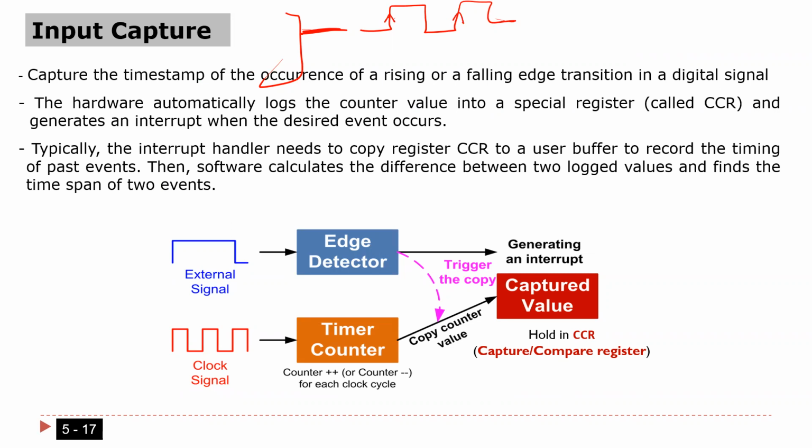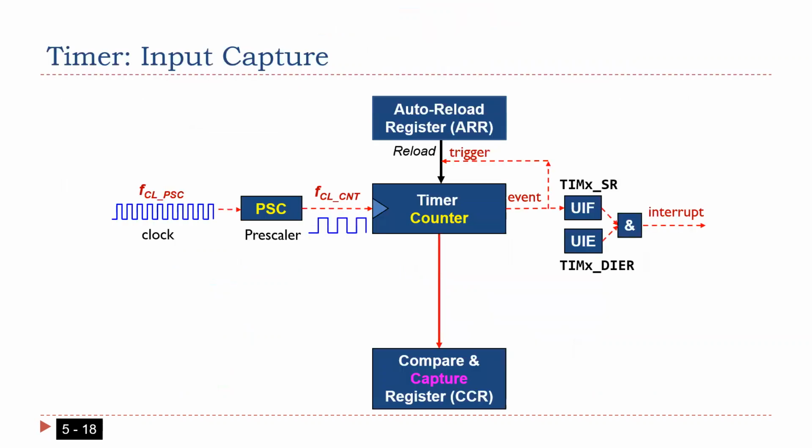Every time there is a rising edge, this is if I want to capture rising, two things are going to happen. Number one, interrupt is triggered, so there is an interrupt here. Number two, the count of this event is going to be stored in CCR. And then you can take it from CCR.